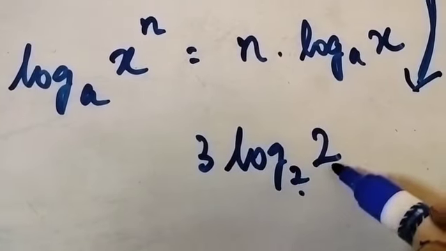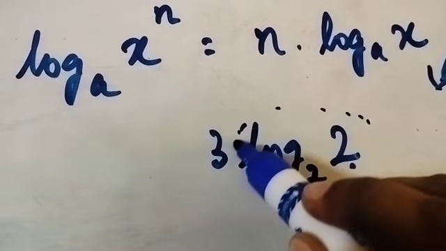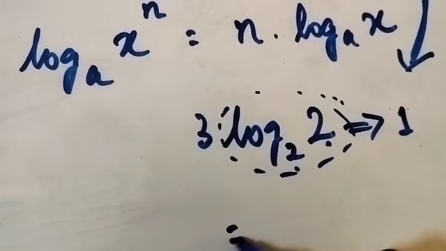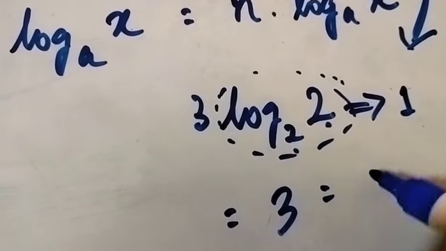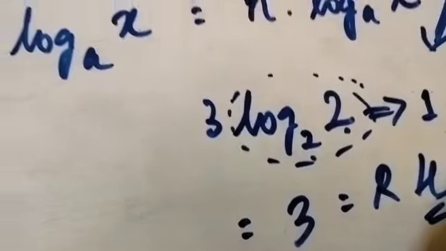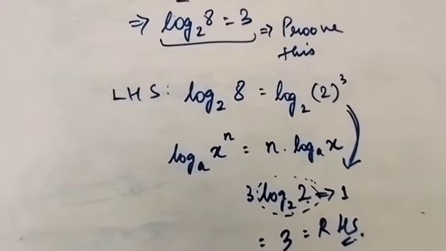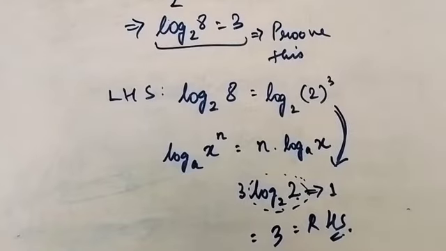Whenever the base and the value up here is same, this can be equated with 1. Hence, the LHS simply comes out to be 3, which is the same as RHS. You can show this proof to the students who are already familiar with the topic of logs.